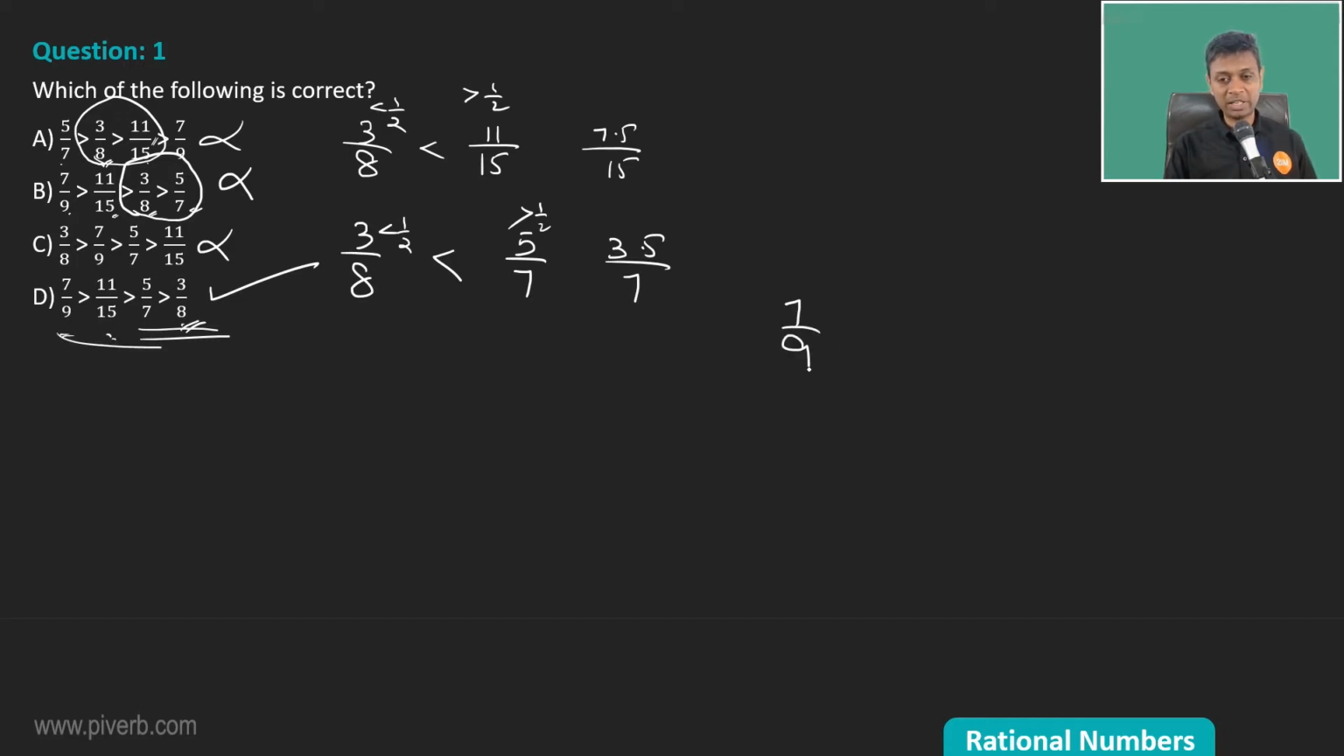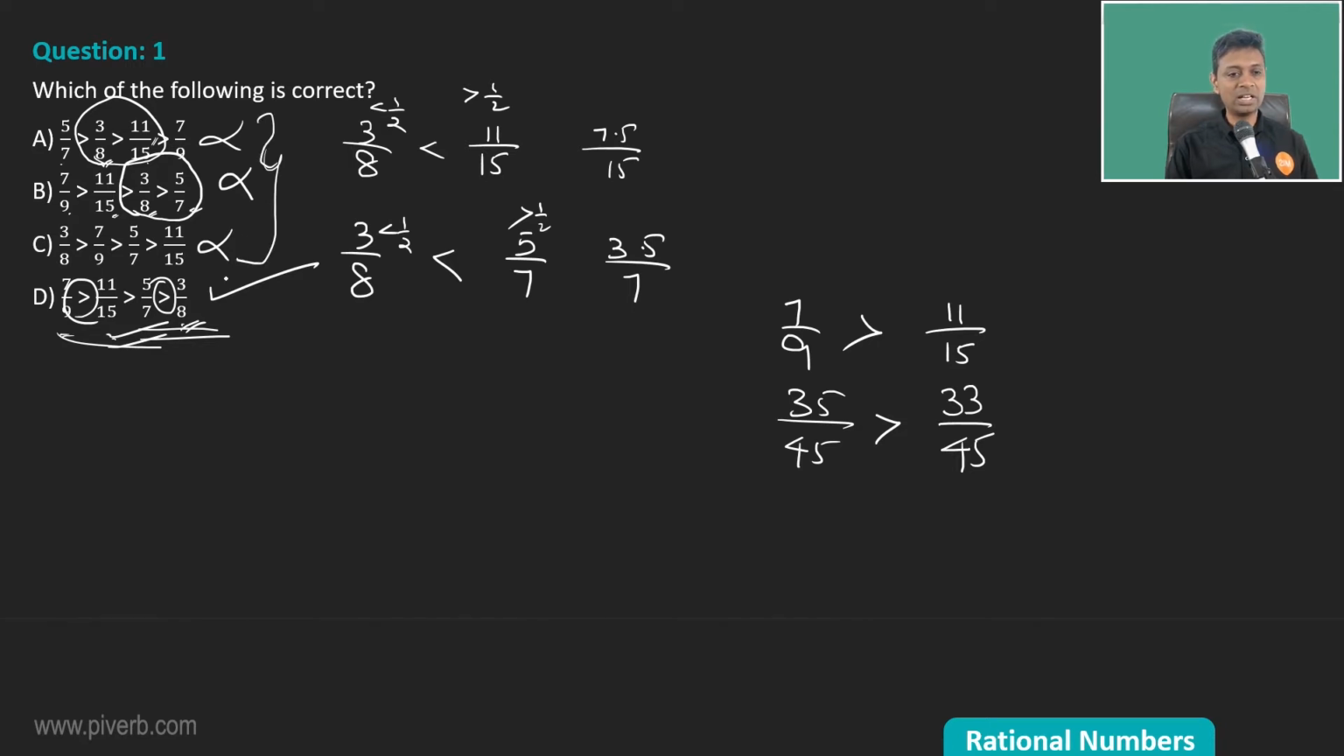We can say 7 by 9 compared with 11 by 15. The LCM is 45. 15 3s are 45, 11 3s are 33. 9 5s are 45, 7 5s are 35. This is greater than this, this is greater than this. This link works. This link works. We can compare these two, or we can say these three are definitely wrong and then jump in and mark this. I'm going to compare these two as well.